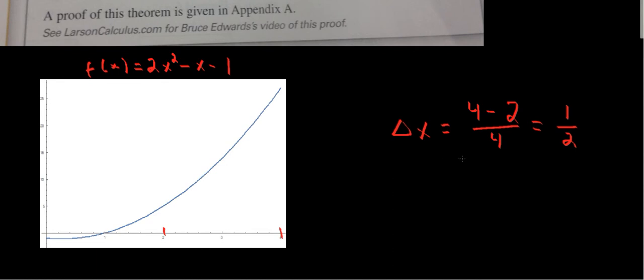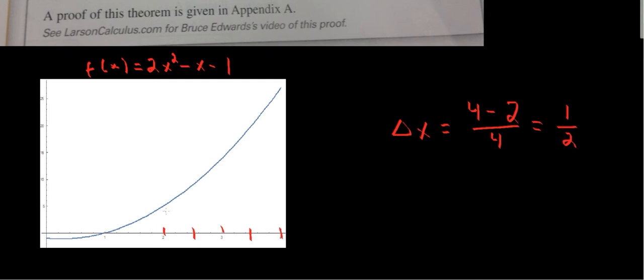What does delta x mean? Well, delta x means the width of every rectangle is 1/2. We have 4 rectangles, and the width of every rectangle is 1/2. So that means our first rectangle goes from 2 to 2.5. Our second rectangle goes from 2.5 to 3. Our third rectangle goes from 3 to 3.5. And the fourth one goes from 3.5 to 4.